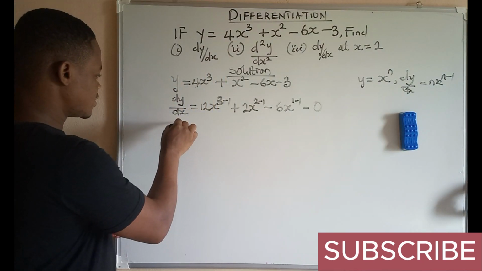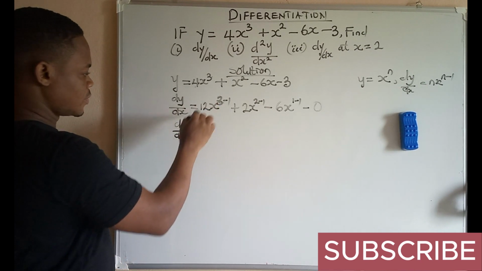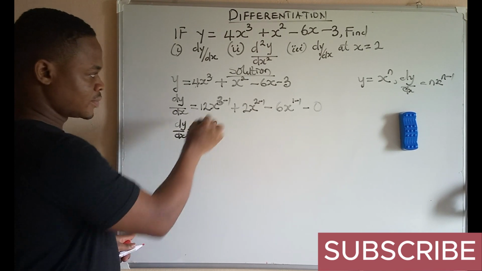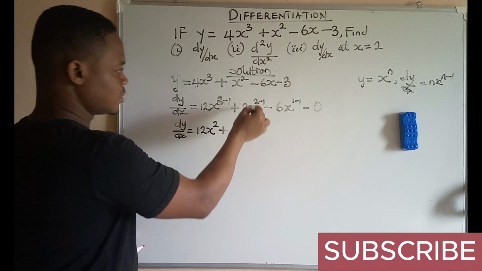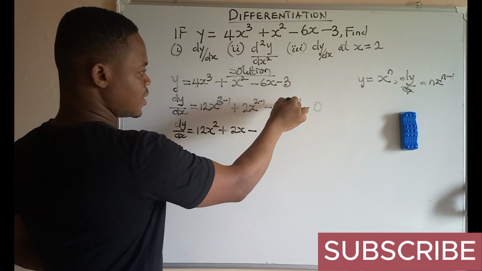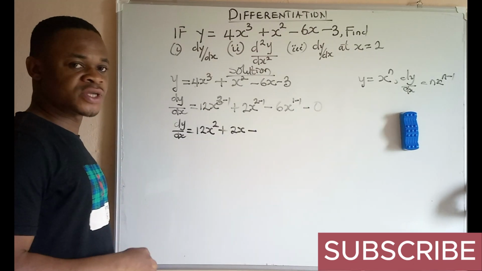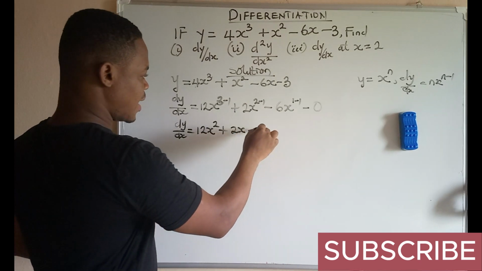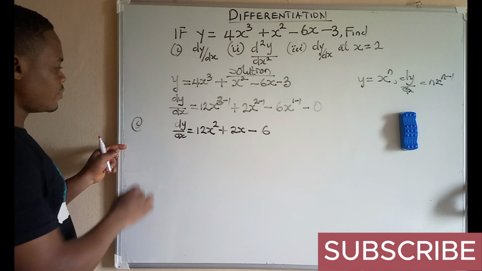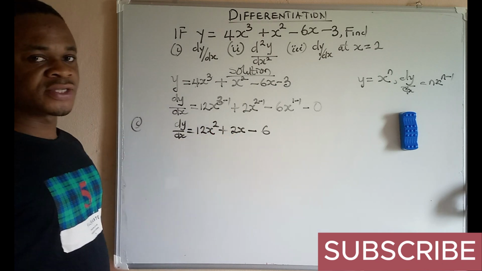dy/dx is now equal to 12x raised to the power 2, plus, subtracting here, we have 2x, minus 6 times x raised to the power 1 minus 1, which gives us 0, making x raised to the power 0, and any number raised to the power 0 is 1. So we have minus 6. So the value of dy/dx is equal to 12x squared plus 2x minus 6.